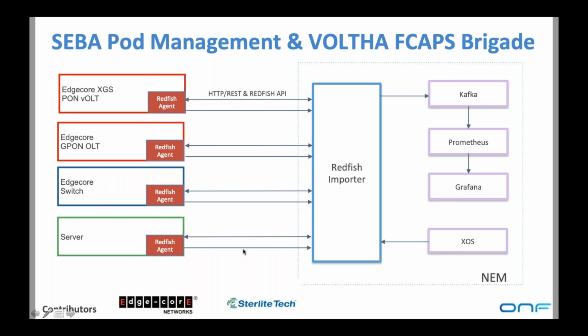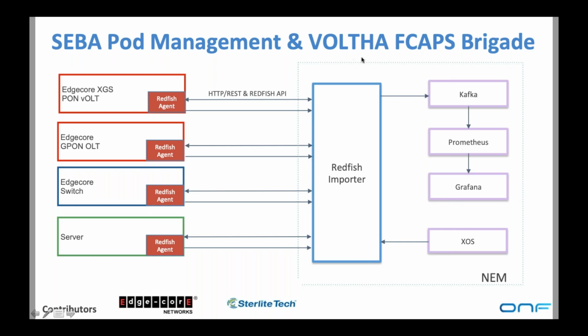The whole point in this brigade is how can we extract that information that tells you a lot of things about this hardware, like the CPU usage, the temperature, voltage, and bias currents of SFPs that are plugged in, and so on. How can we get that information out and into our monitoring software stack inside NEM?